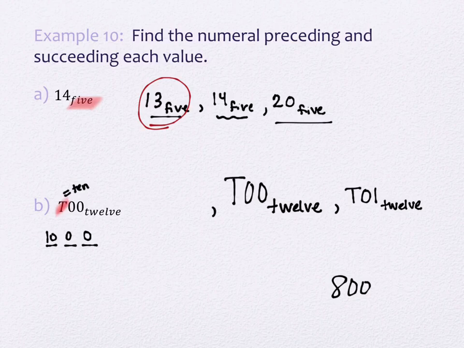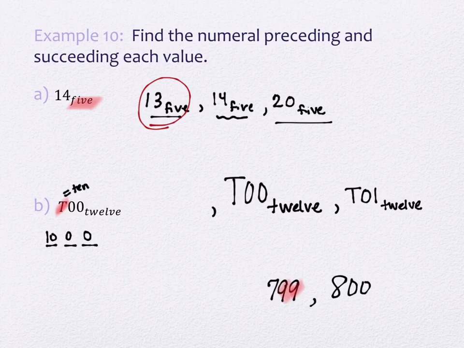What comes before 800? 799. So let's think about what we did. Well, the 8 went down 1, right? 8 went down to a 7. And the ending digits are the biggest thing possible. Do you see that? The biggest digit that we have possible is a 9. So the 8 became a 7, and then I had the largest digits possible after the 7.